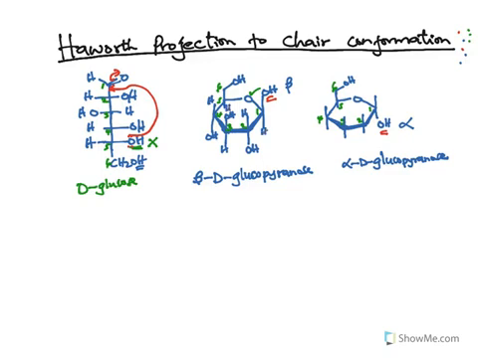And for positions 2, 3 all the way, there's no change, so we just copy what we had in the beta-D-glucopyranose into the alpha-D-glucopyranose. So OH, H, OH, H.